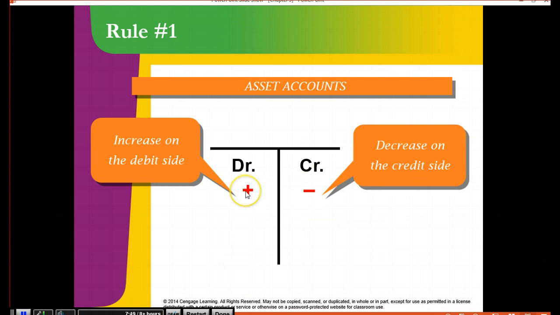Notice on the left it's what? Positive. If I moved it over to the right hand side of the equation, what would happen? It would be negative. So decreases for an asset account like cash are credits and increases are debits.